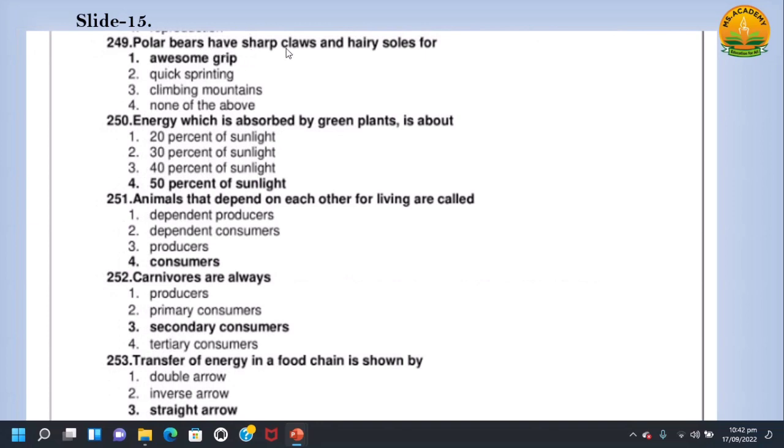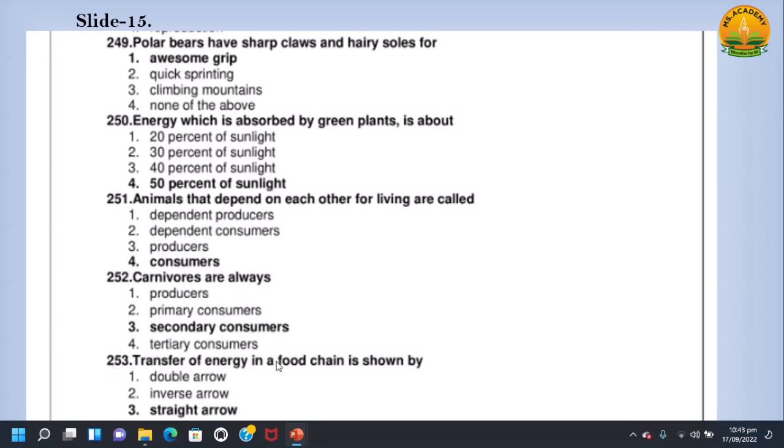Polar bears have sharp claws and hairy soles for, right option is 1, awesome grip. Energy which is absorbed by green plants is about, right option is 4, 50% of sunlight. Animals that depend on each other for living are called, right option is 4, consumer. Carnivores are always, right option is 3, secondary consumer.